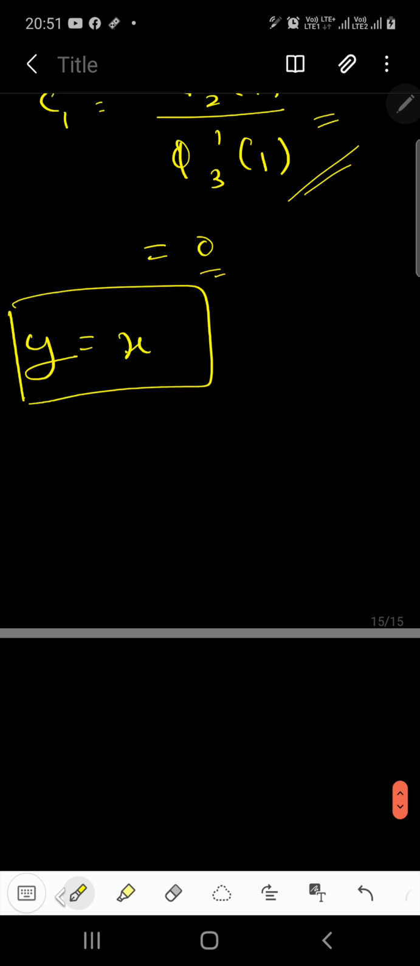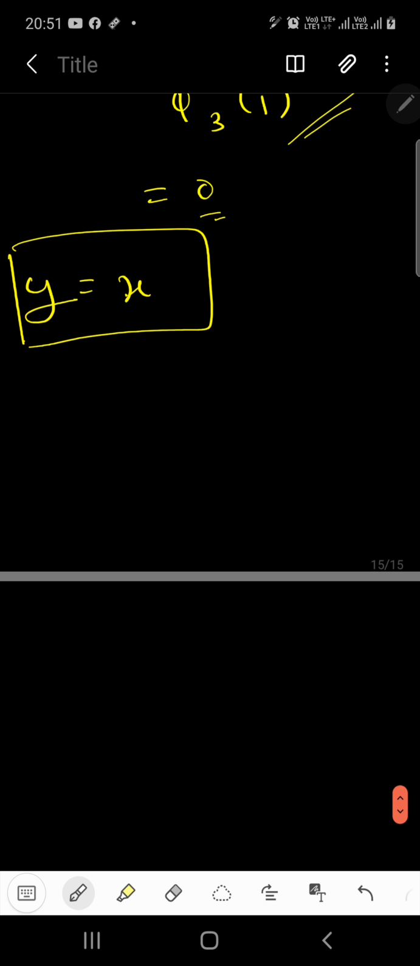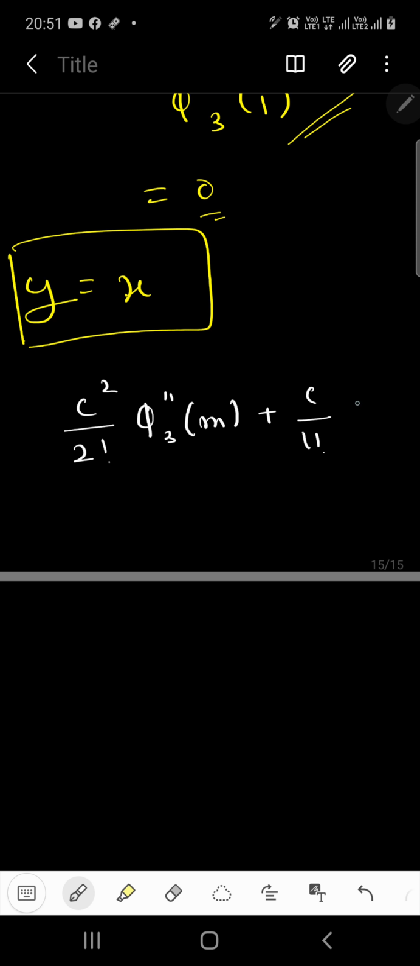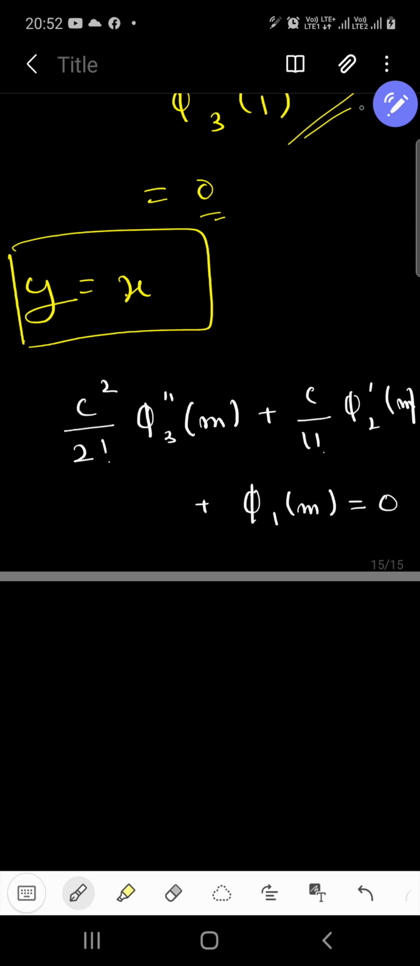So now, since we have two repeated values of m, we will use this particular formula, which gives you c square over 2 factorial times phi double dash 3m plus c over 1 factorial phi 2 single dash m plus phi 1 m equal to 0. Got it? So this is the formula which we will be using here.